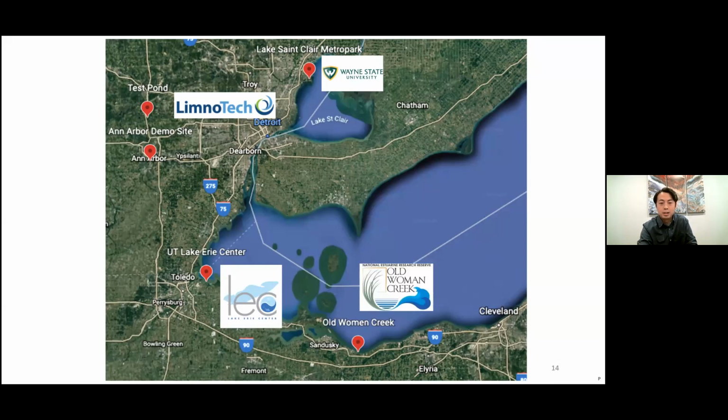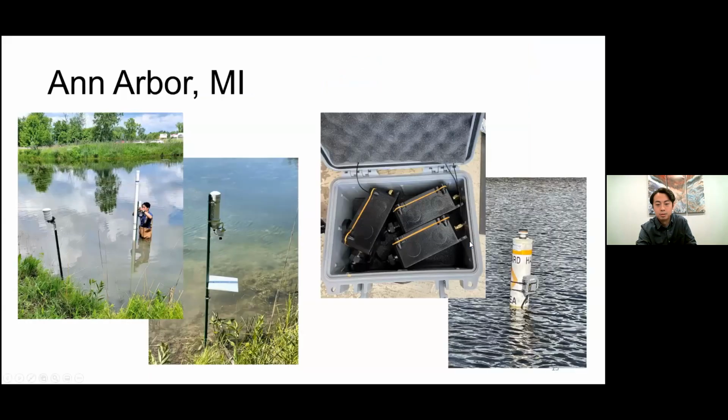I'll walk you through the different examples to help you learn a little bit better. So in Ann Arbor, right here, we have been able to successfully install in pond environments, where we install these sensors by placing metal stakes in the ground and then attaching the sensors there to measure a variety of environmental parameters.